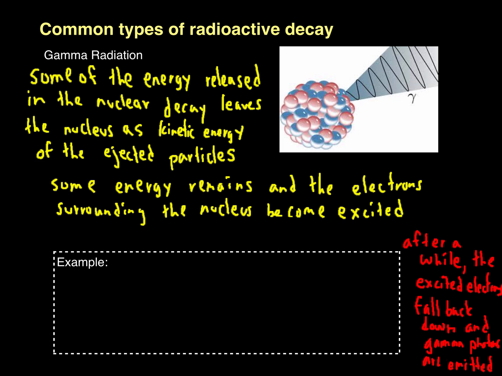We can draw this in nuclear notation. We have the lithium-7, 3 atom when it's excited on one side of the equation, and as the electrons fall back down, it becomes regular lithium, lithium-7, 3, in ground state, and gamma-ray photons are emitted.